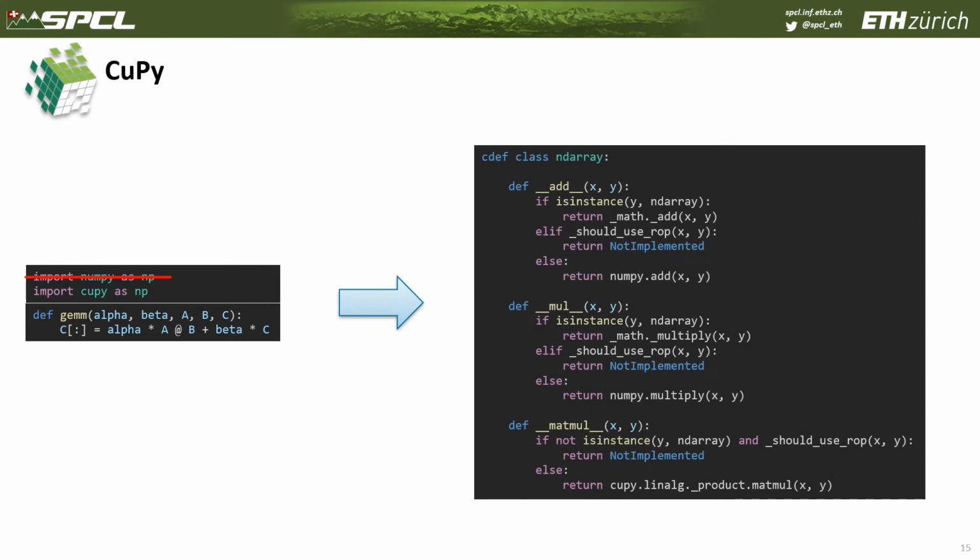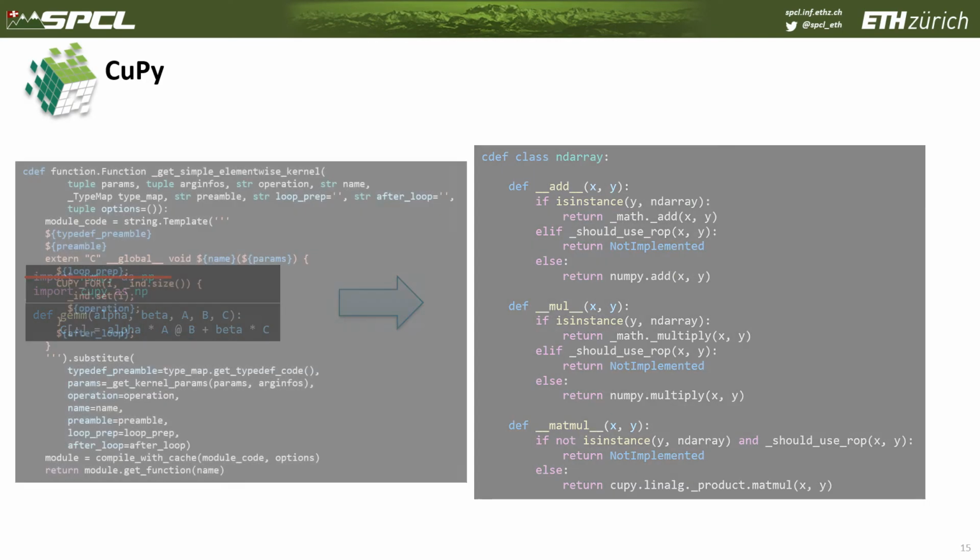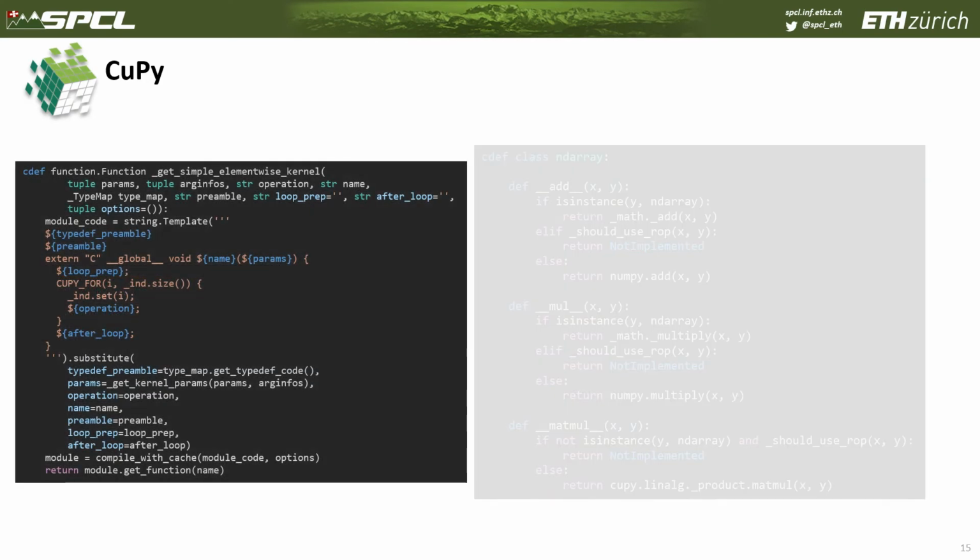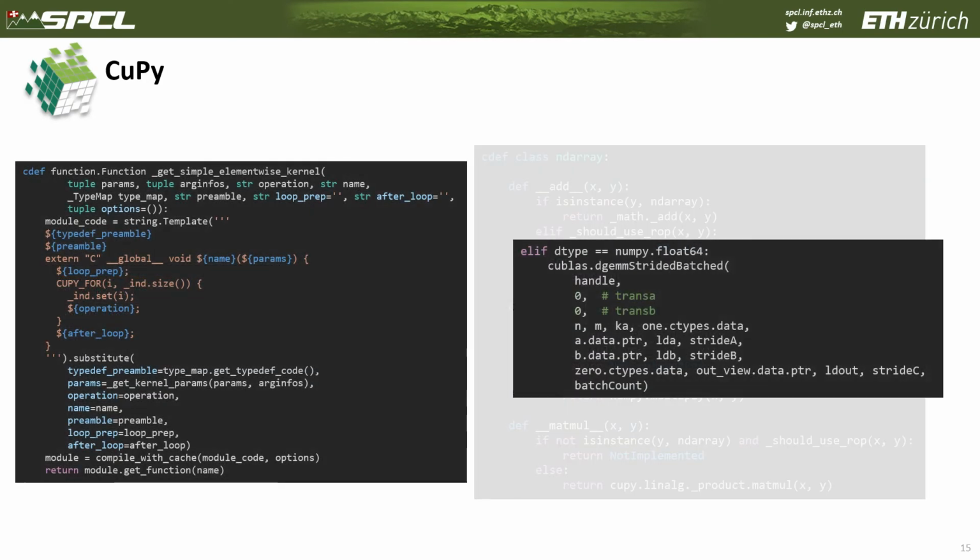CuPy is written in Python. When we execute our Python program, the calls to NumPy routines or the array operations resolve to on-the-fly creation of specialized kernels or direct calls to optimized libraries from the CUDA toolkit, for example, cuBLAS and cuSolver.